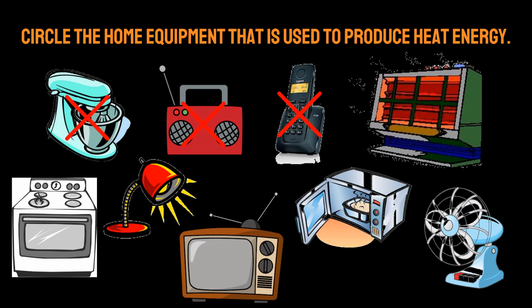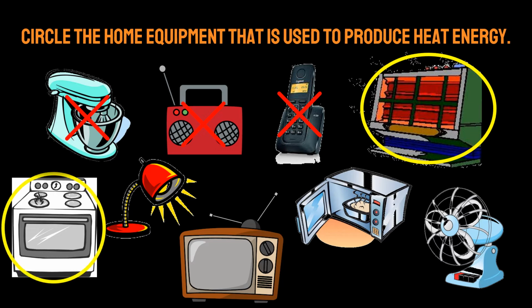Here is a heater. The heater is used in winter time to produce heat, to warm us up. So, yes, this is the first equipment found in our houses and used to produce heat energy. The stove. We use the stove to cook food, and we use heat to cook this food. So yes, the stove is used to produce heat energy.